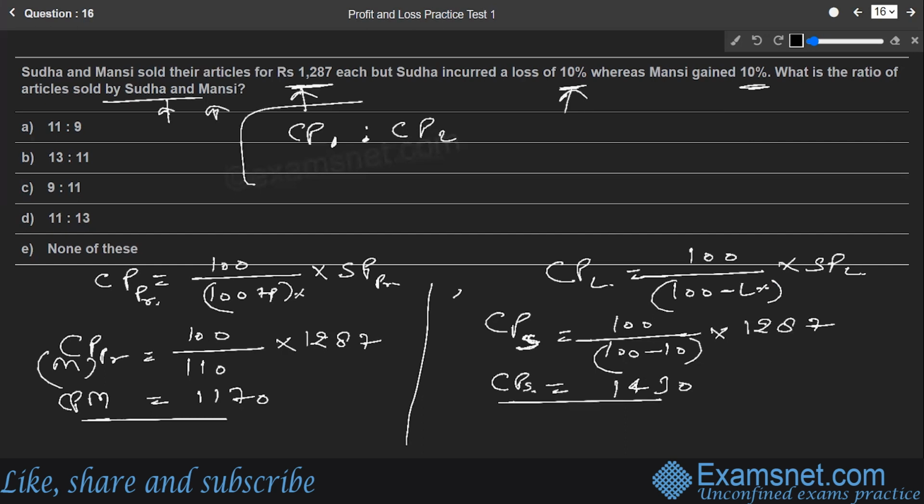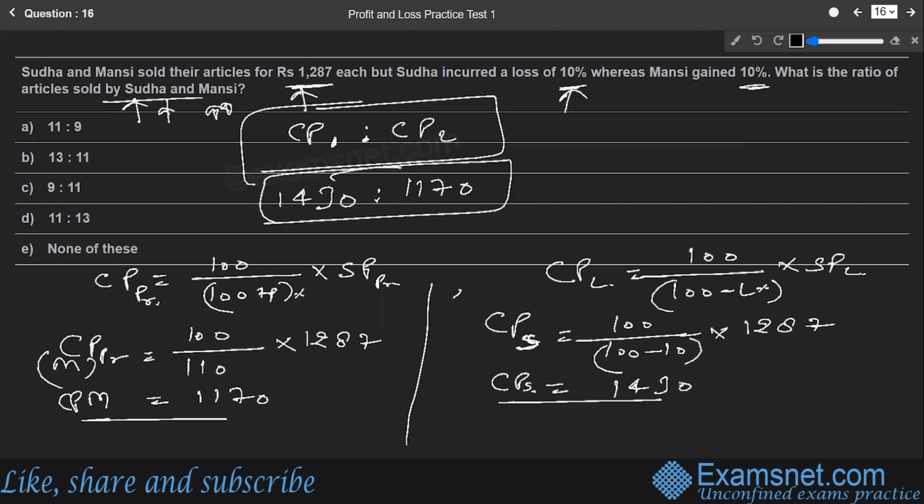As we said, the ratio between the articles sold by Sudha and Mansi will be the ratio of their cost prices only. So let us put the cases. As they say, sold by Sudha and Mansi, so we have to put the cost price of Sudha first, that was 1430, is to Mansi's cost price, that was 1170. We have to simplify this ratio, and if we simplify it, this gives us ultimately 11 is to 9. So that should be the answer. The ratio is 11 is to 9, option A.